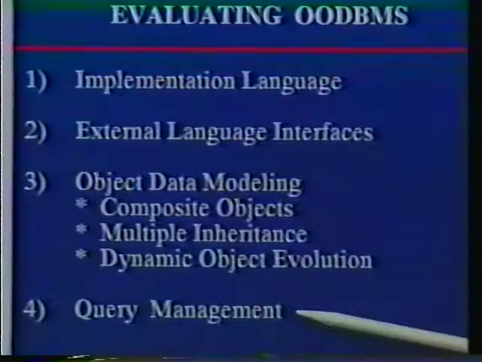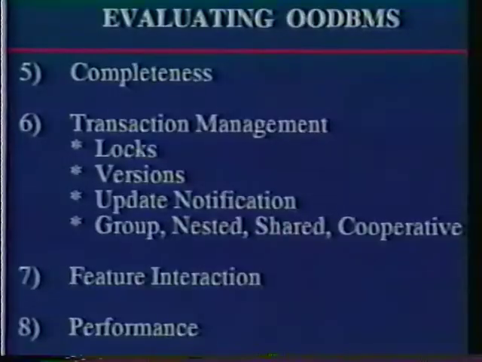The fourth is query management. What kind of query management do these database systems offer? Some of them offer SQL-like interfaces like Object SQL. Some of them extend C++ or any of the host languages to provide query management. Some of them may provide query optimization. Some of them may not provide query optimization. Completeness: are these databases complete in the sense that they have all the features that we talked about previously? Well, some of them offer partial features, some of them offer all the features.